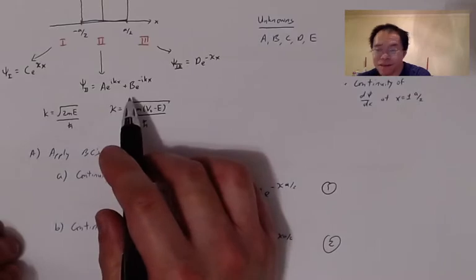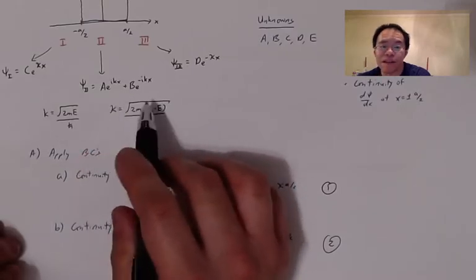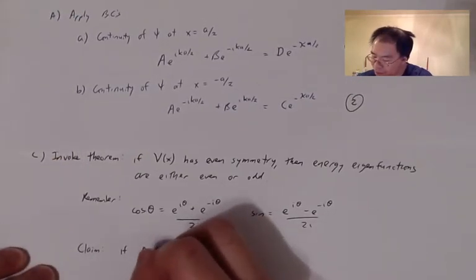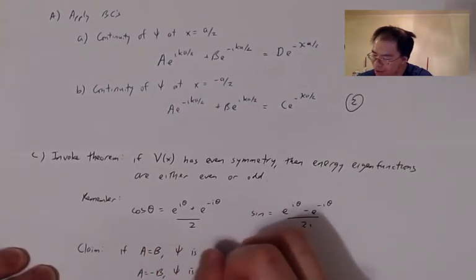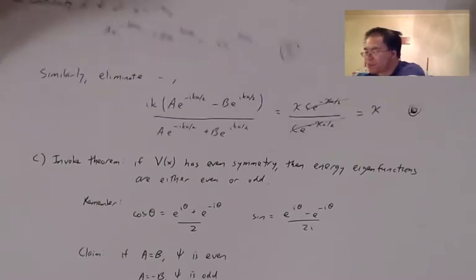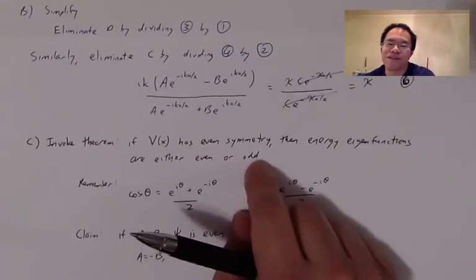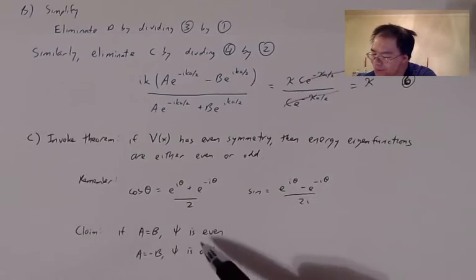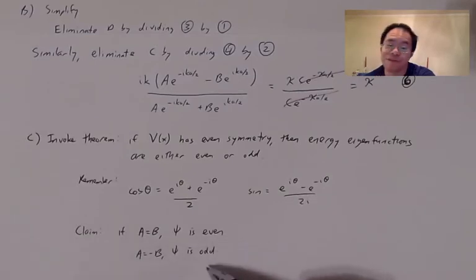Similarly, if I have a equal to minus b, I now have e to the ikx minus e to the minus ikx, which is really close to a sine. So if a equals minus b, then psi is odd. You could plug in a equals b and a equals minus b, and convince yourself that you'll be left with either an even or an odd function. And it turns out that invoking the fact that the energy eigenfunctions have to be even or odd means that we can analyze two cases.